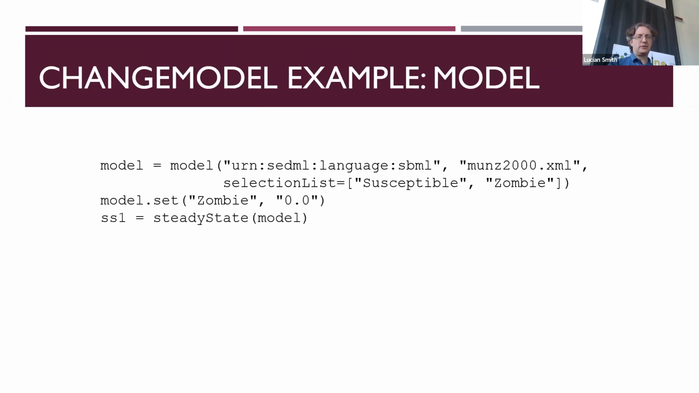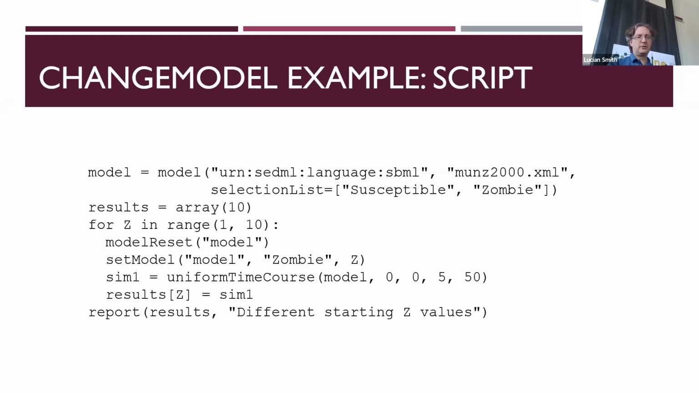Here's our change model example. Here is a loop, and I think I showed this earlier, or something like it. Now I'm looping Z over a range. I'm setting the zombie to that particular value, running a uniform time course and putting the results in here. Here's where you were wondering: you defined your variable earlier as an array of size 10, and then results go in there.